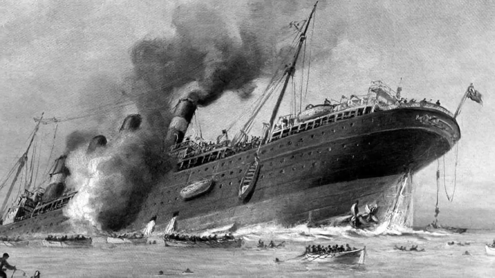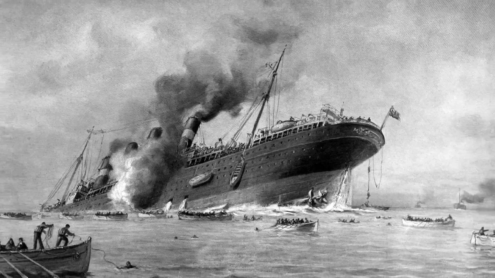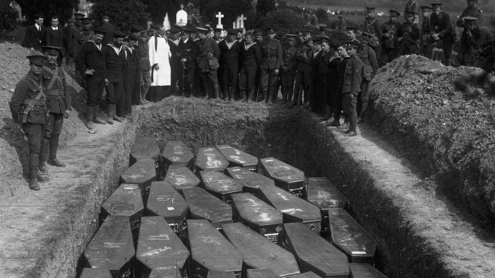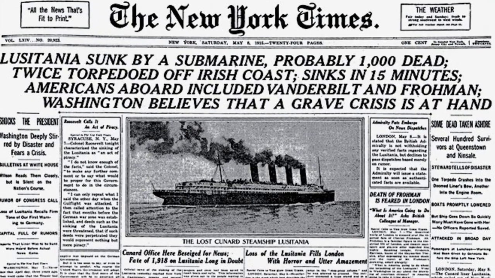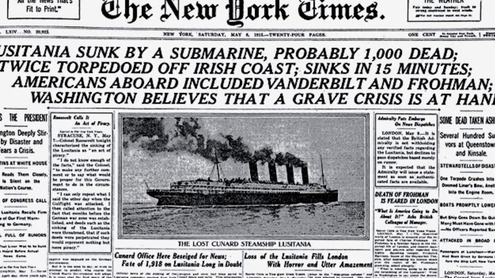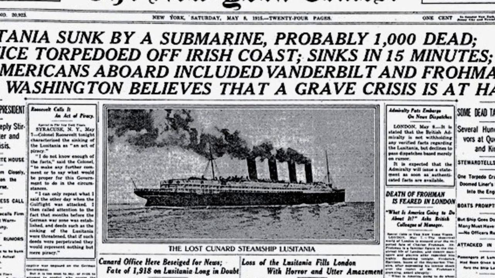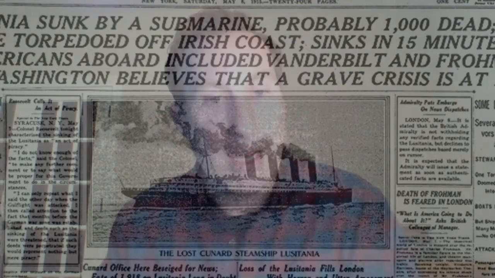The ship was struck by a torpedo off the coast of Ireland, and it sank in about 18 minutes, killing 1,198 people, 128 of whom were Americans. Now, it is really important to note that the sinking of the Lusitania was not the cause of America's entry into World War I, which should be evident by the fact that it occurred 2 years before the United States actually decided to get involved. However, it did have several important effects on the United States and its policies.